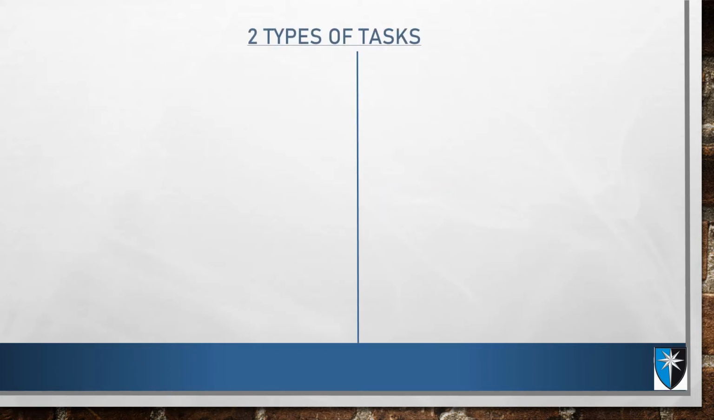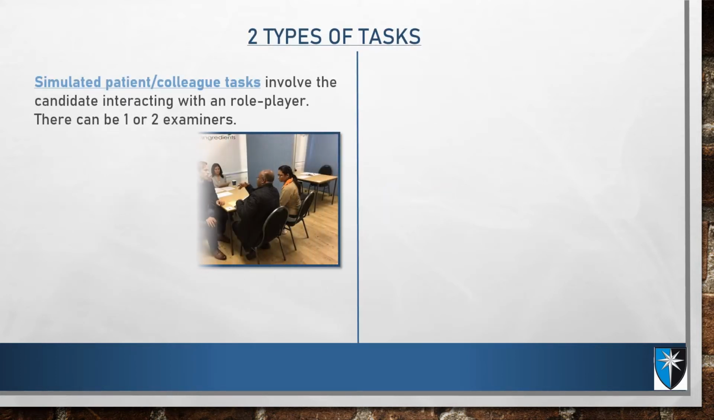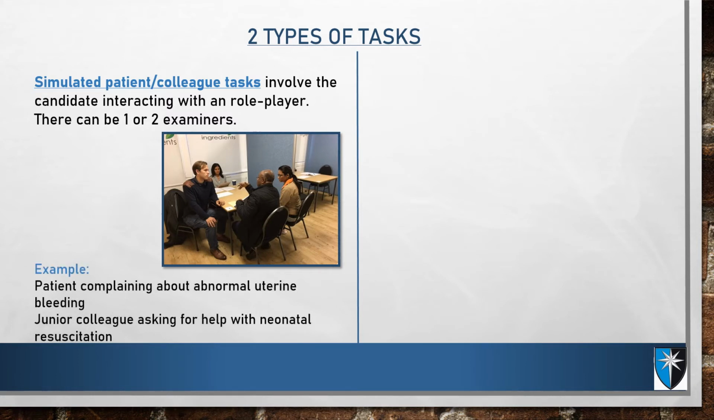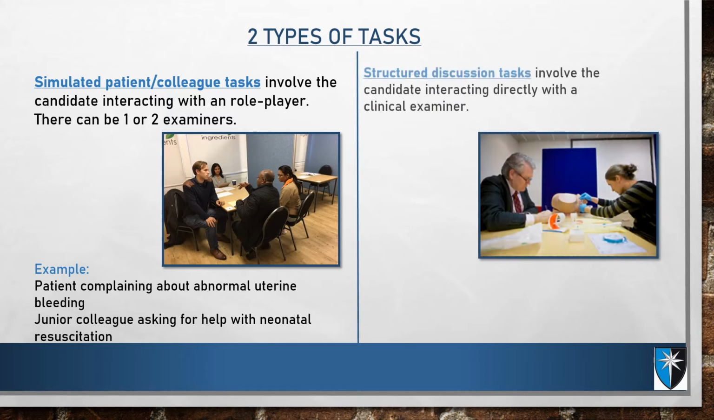There are 2 types of tasks. The first one, simulated patient or colleague task, involves a candidate interacting with a role player. There can be 1 or 2 examiners at the station. For example, a patient complaining about abnormal uterine bleeding or a junior colleague asking for help with neonatal resuscitation. The second type of task is structured discussion, which involves the candidate interacting with a clinical examiner.